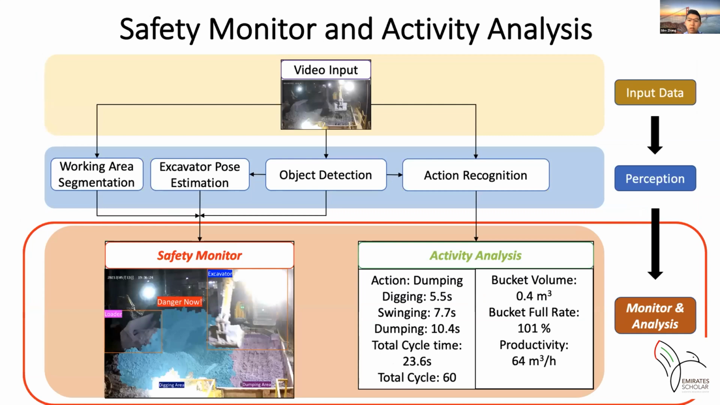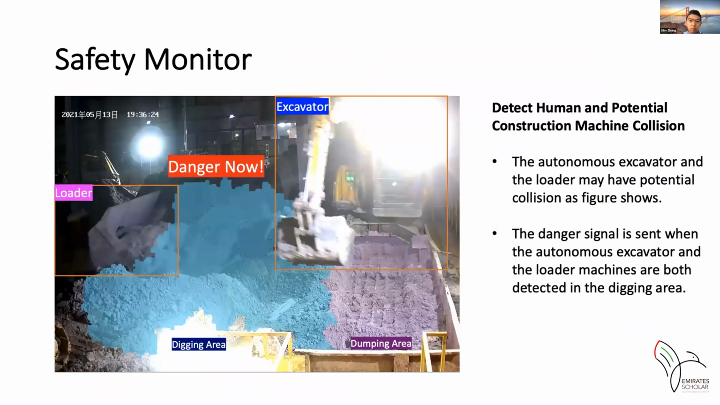Next, I'm going to talk about the safety monitoring and activity analysis module. The construction site safety is monitored based on the previous perception results. Besides, the productivity of the excavator is calculated from the activity recognition results. The autonomous excavator and the loader may have a potential collision, as the figure shows. So it's important to detect potential collisions since the loader driver finds it hard to know which state the excavator is currently in from his wheel.